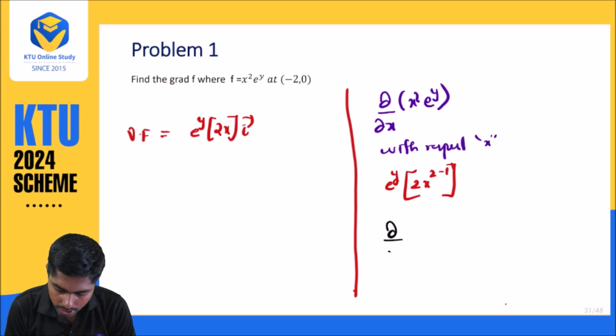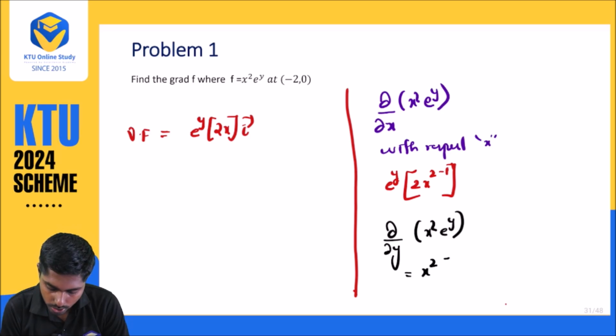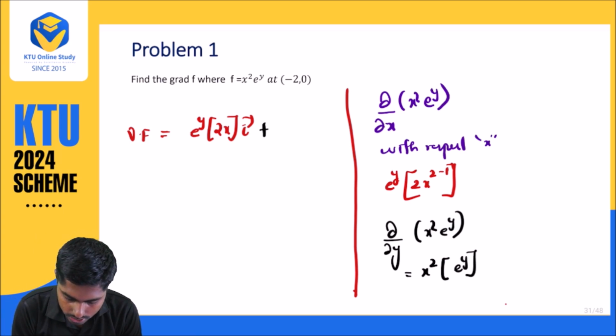Now partial derivative with respect to y. With respect to y, what is constant? Taking the constant outside, that is x². So differentiation with respect to y of e power of y is nothing but e power of y only. So we will be getting plus x² e power of y j vector.